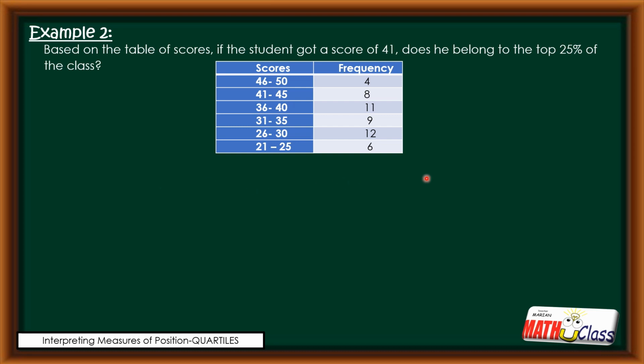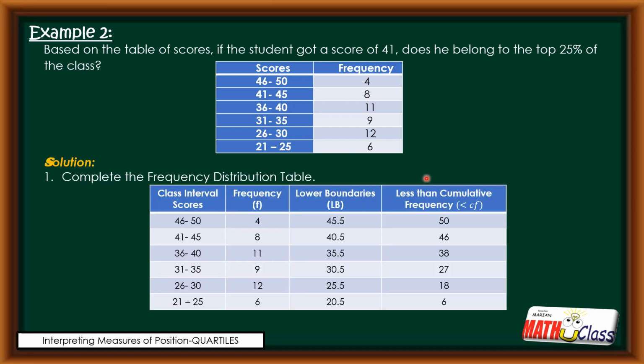For the first step, we have to complete the table. Make sure you are able to watch the video lesson in Quarter 4, Module 2, Lesson 1 to give you the explanation on the process in filling in the entries in lower boundaries and less than cumulative frequency columns. In addition, the value of our n or the total frequency here is 50, after summing up all the entries in the frequency column.